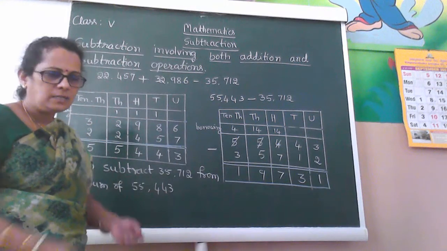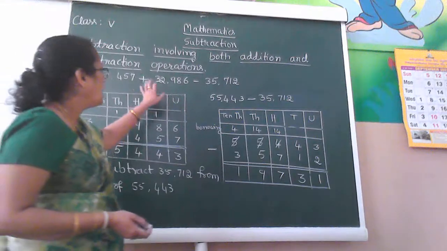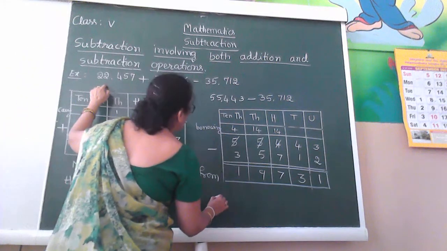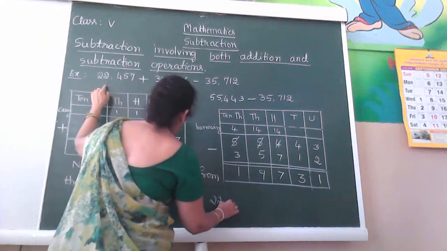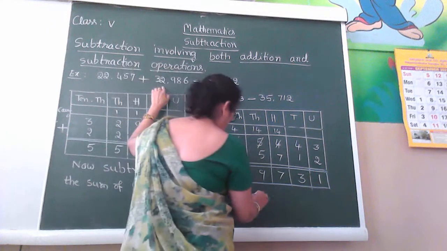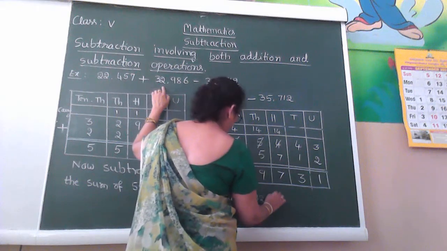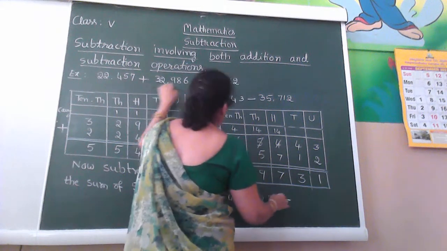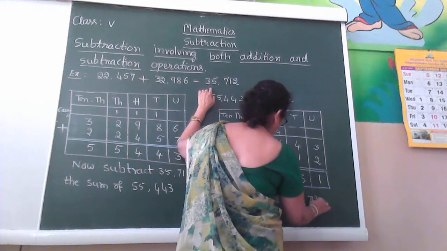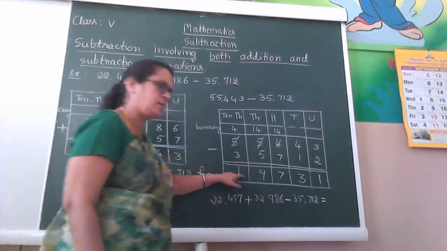Okay children, see the answer for this, that is 22,457 plus 32,986 minus 35,712 is, what is the answer?